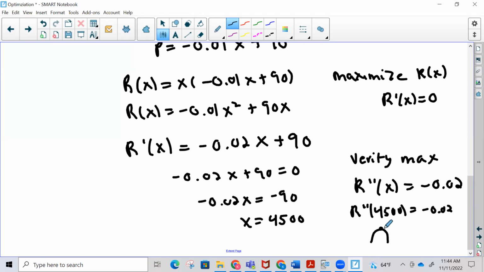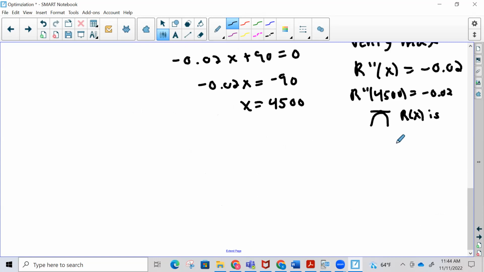The critical point here is where the tangent is horizontal. And so R is concave down, and X equals 4,500 is where a max occurs.